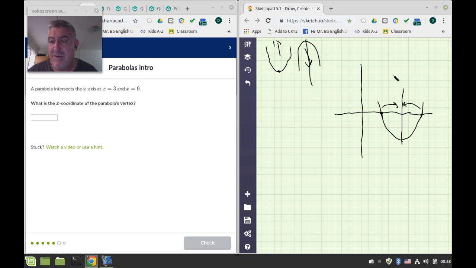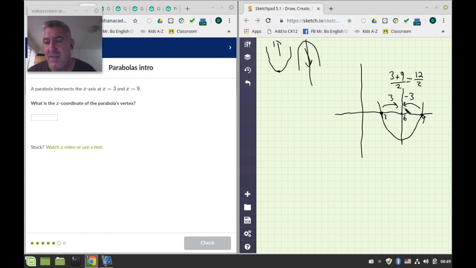So how do I find that? We're going to find the average. 3 plus 9 over 2 is equal to 12 over 2, which is 6. So this is at 6, this is at 3, and this is at 9. The distance here is 3, and the distance here is 3. This goes 3 backwards, and this goes 3 forwards.